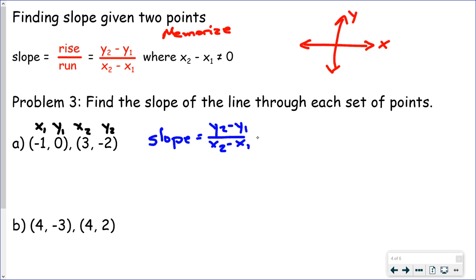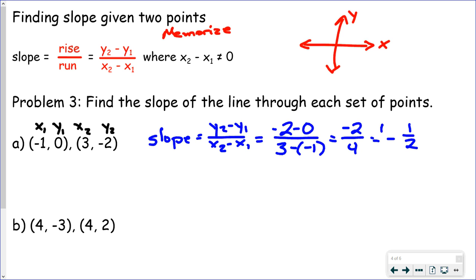So now we just plug in those values. So y2 is negative 2 minus y1, which is 0. x2 is 3 minus x1, which is negative 1. So just do this math. Negative 2 minus 0 is negative 2. 3 minus negative 1, that's the same thing as 3 plus 1, so that's 4. And then simplify that to negative 1/2. Now keep in mind, since this has a negative slope, it's a line leaning to the left, like that.